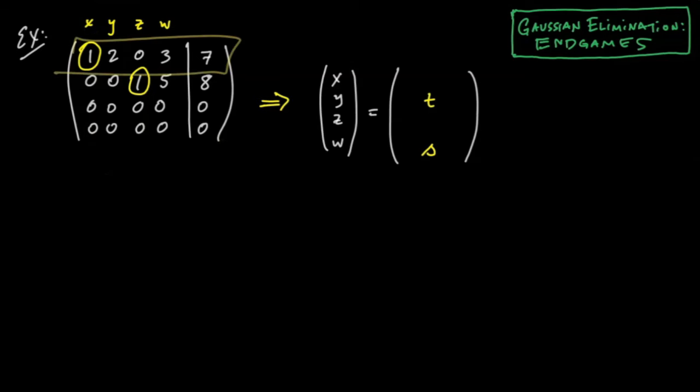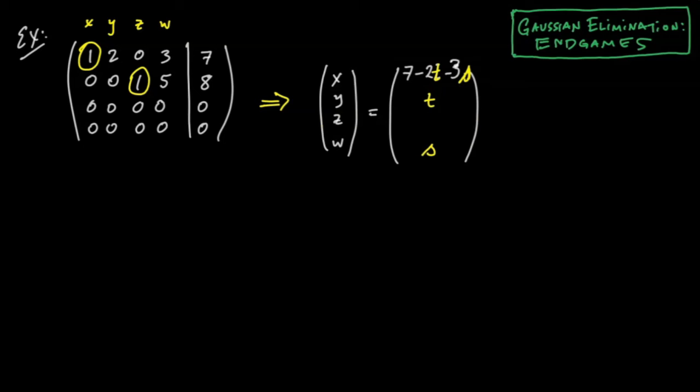Think of the first row as an equation. X plus 2y plus 3w is 7. Well, we shift all the stuff that's not leading, that's not the x, to the other side. Then we would have 7 minus 2y minus 3w. But we've assigned y and w the values t and s. So x is going to be 7 minus 2t minus 3s.